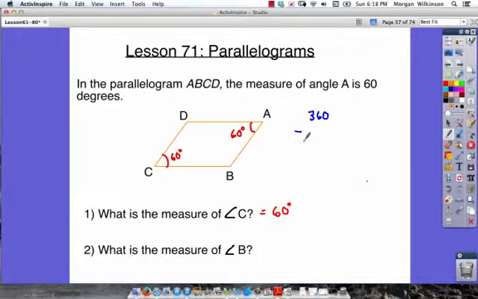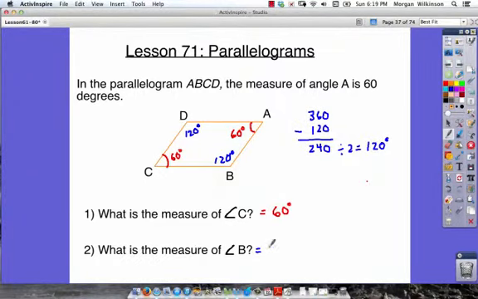So if we double 60, we get 120. And when we subtract 120 from 360, we get 240. Now, 240 is what both D and B add up to. So half of 240, that's 120. Well, that must be each of these measurements. 120 degrees. And when we add all these up, we get 360. So we know we've got the answer right.